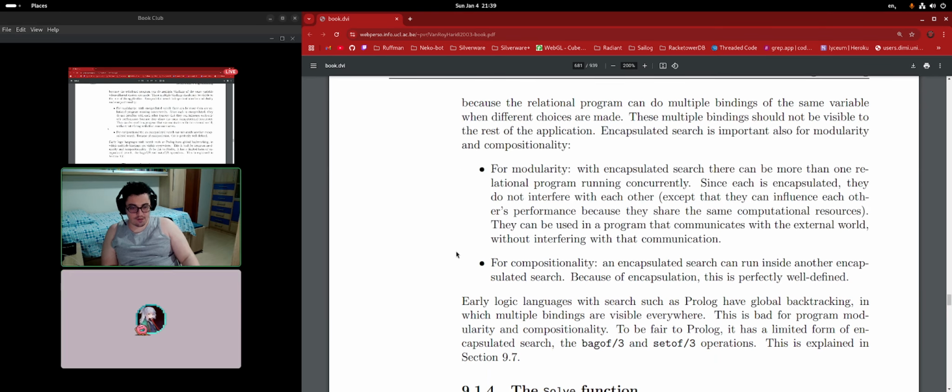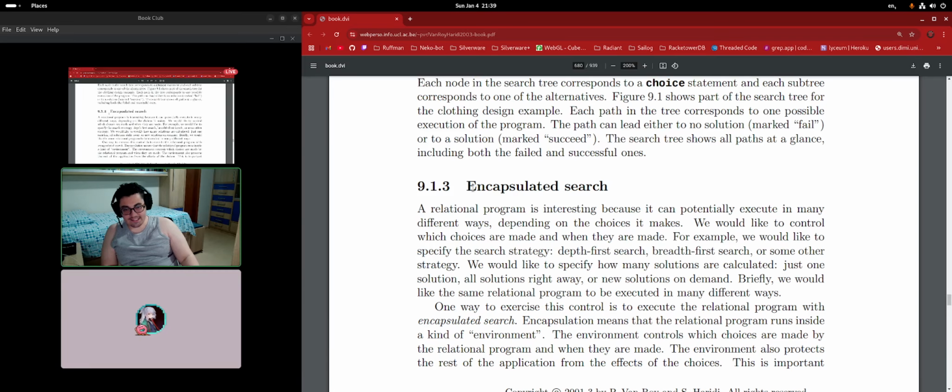Is my explanation of encapsulated search fair? It is. Okay, I have a question. This sounds expensive. Is it? Yes, because you are essentially duplicating the subtrees. You're copying them. You actually don't have to do that, but even if you do, if you use persistent data structures, you can avoid a lot of copying.